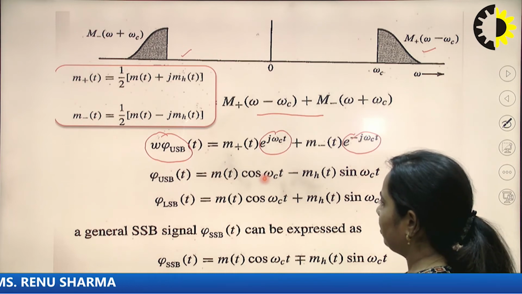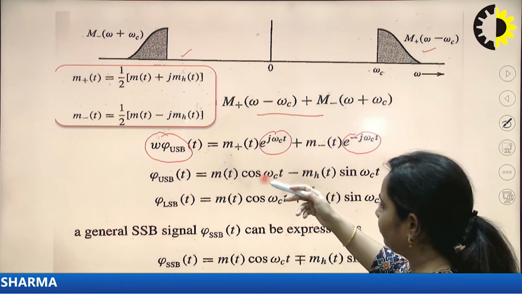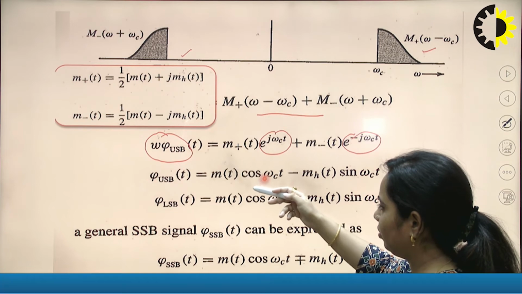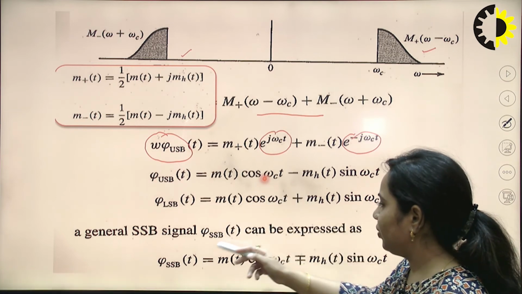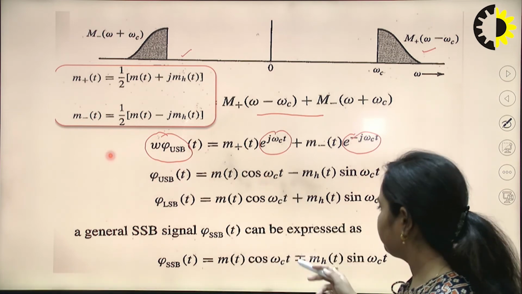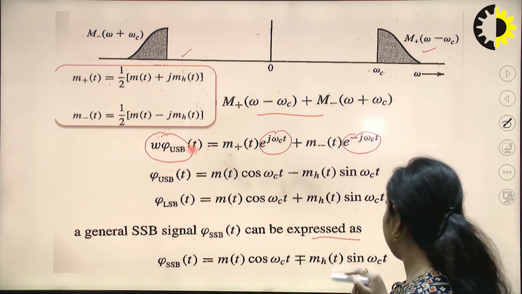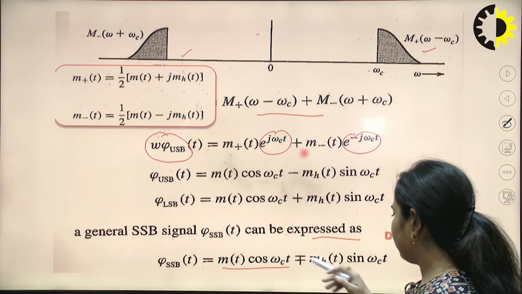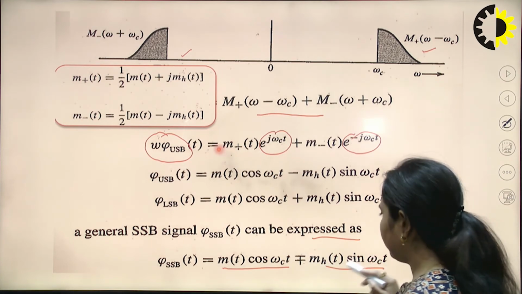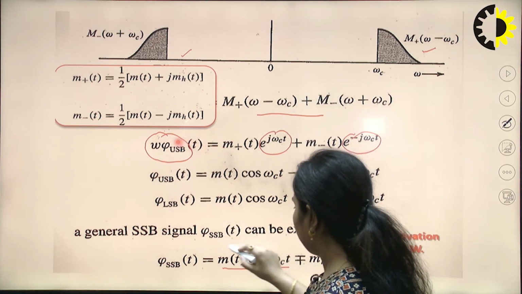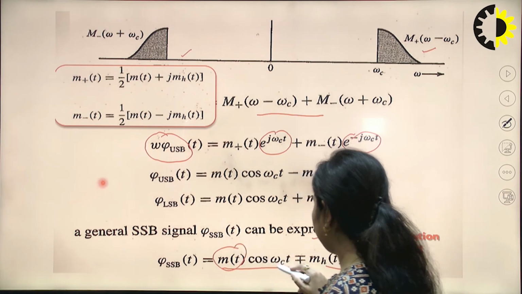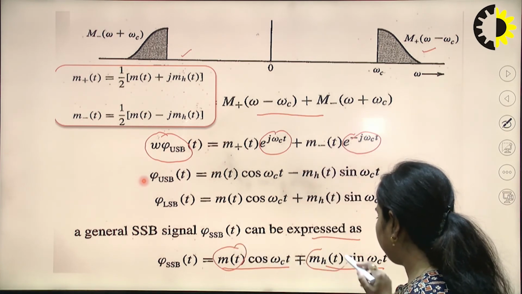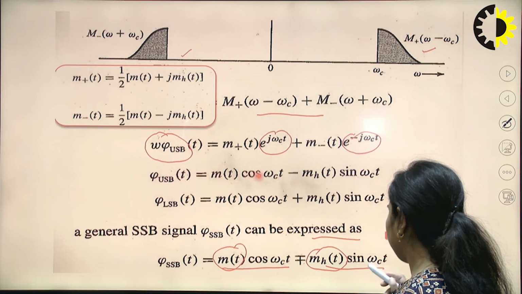Now using this, it can also be solved to get phi USB and LSB. A general SSB signal can be expressed as phi SSB(t) = m(t) cos ωct minus/plus m_h(t) sin ωct. This is the message signal multiplied by cos ωct, and this is the Hilbert transform multiplied by sin ωct.